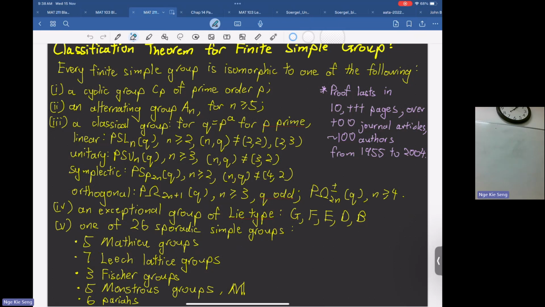Right? So this proof takes about how many years? Over 50 years. About 1,000 pages of a journal, 100 articles to prove it. Actually, it's kind of fascinating how they found this monster group.